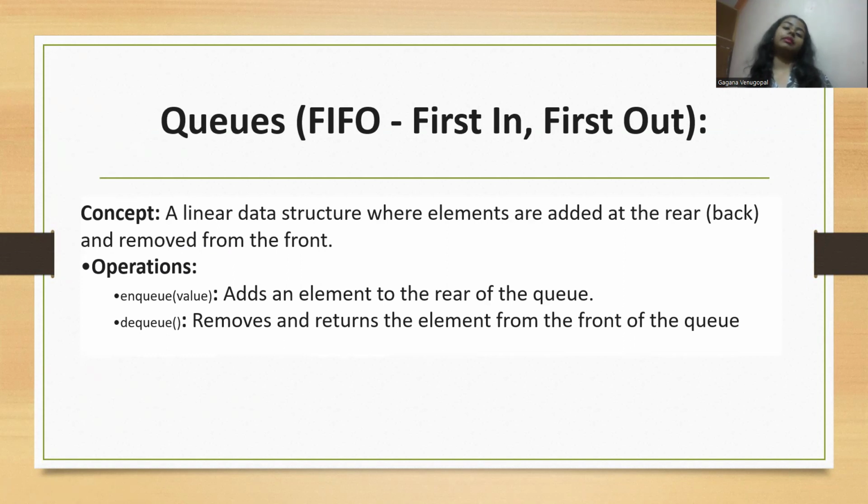Now comes our queues, where we use the principle of FIFO, which is basically called first in, first out. The concept is a linear data structure where elements are added at the rear, that is the back, and removed from the front. The operations involved here are enqueue, which adds an element to the rear of the queue, and dequeue, which removes an element from the front of the queue.